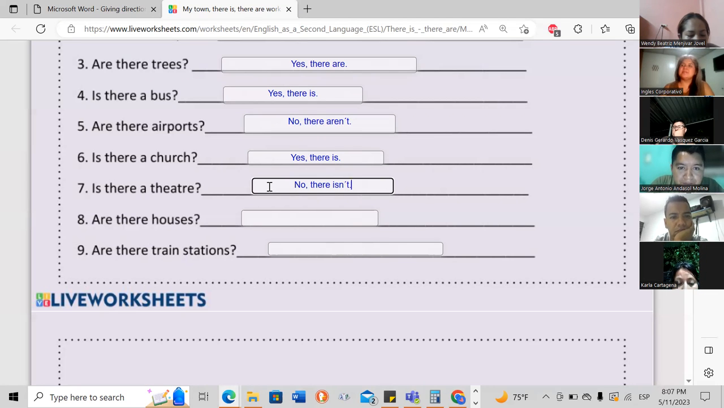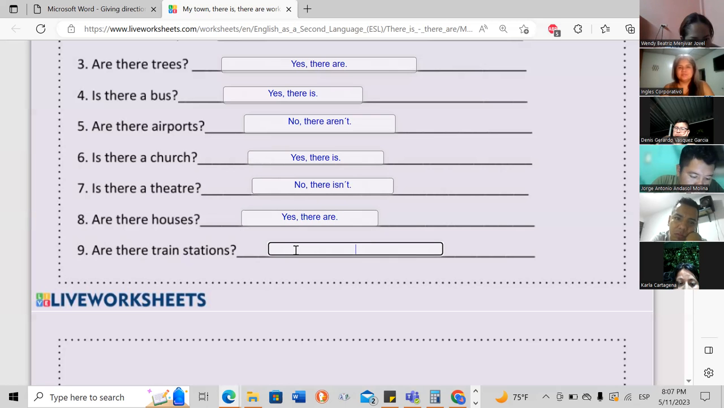Are there houses? Yes, there are. Are there train stations? No, there isn't. There aren't.